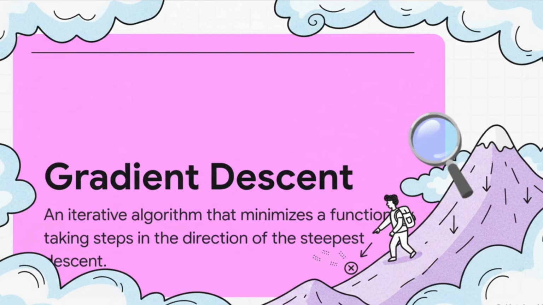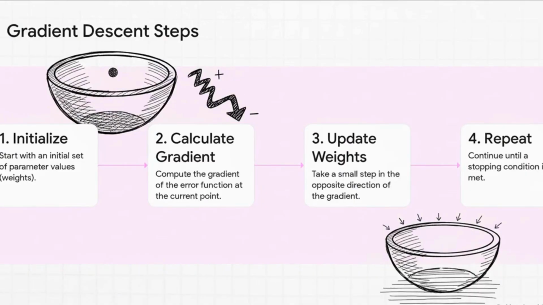You can tell which direction is the steepest way down. So you take one small, careful step in that direction, and then you do it again. And that little story is literally the entire algorithm.